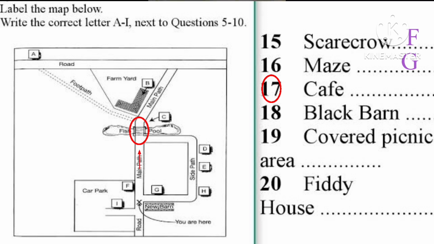So in the audio, we have listened to, can you see the bridge crossing the fish pool further up the main path? The bridge on the main path over the fish pool is this one.